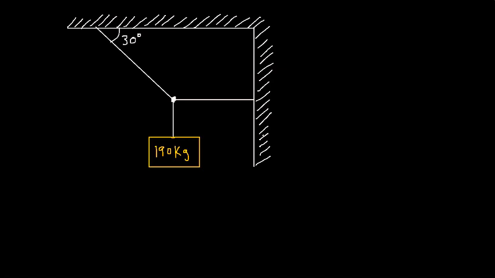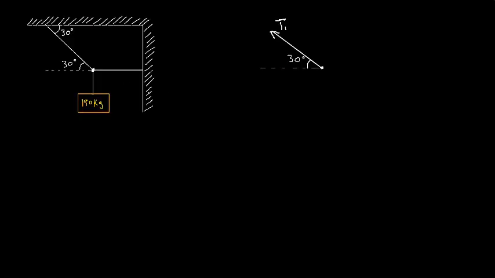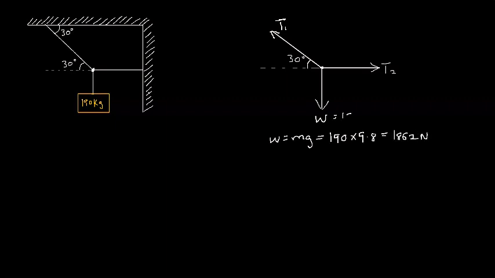So our first step is to draw the free body diagram. And we're going to draw the free body diagram of the point where the strings meet or where they are joined. So doing that, we have our T1, we have our T2, and we have the weight of the attached mass. The weight of the block is equal to its mass, 190, multiplied by the acceleration due to gravity, which is equal to 9.8 meters per second squared. And this is equal to 1862 Newton.